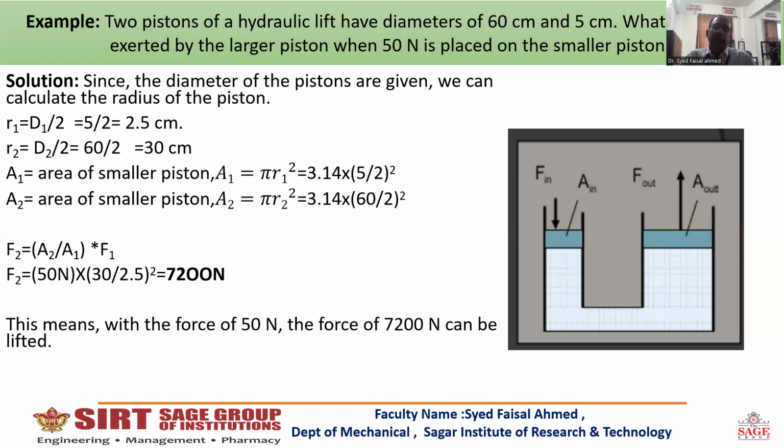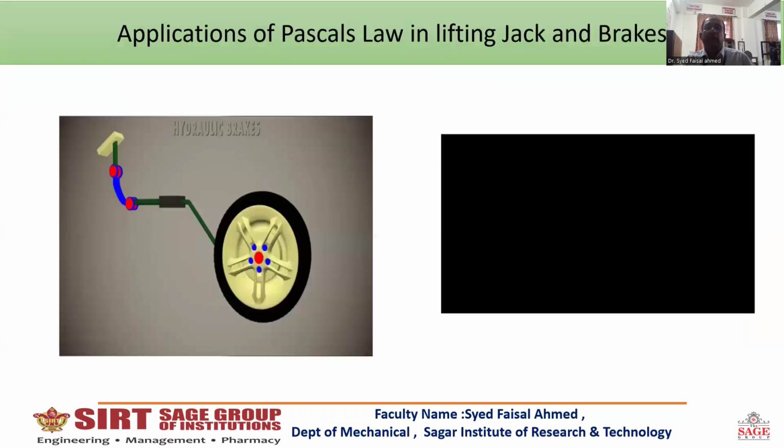The force which can be lifted by a force of 50 Newtons: simply a force of 50 Newtons can lift a load of 7,200 Newtons. So this is one of the greatest mechanical advantages, one of the greatest examples of how Pascal's law is being used in hydraulic lifts, brakes and hydraulic jacks. This is a very clear-cut example. Hope it has been clear to all the students in this regard.